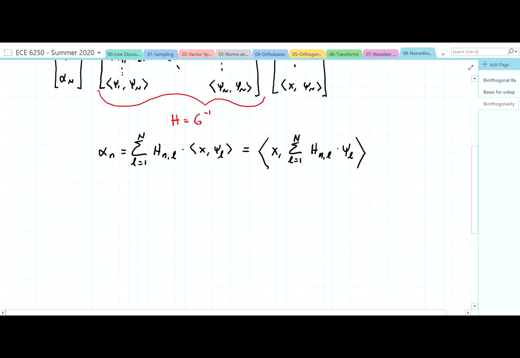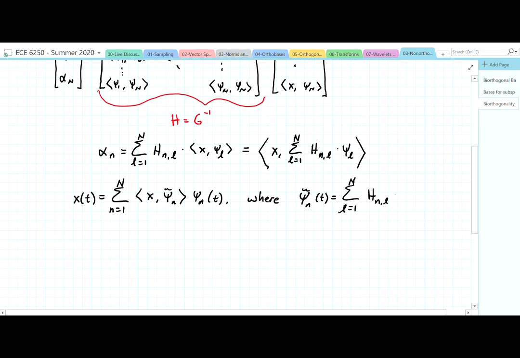Okay, so now we can write x of t, which is equal to the sum n equals 1 to N of the inner product of x with psi tilde n times psi n of t, if it's a function of time, just to indicate we've got that vector, where psi tilde n of t is equal to the sum l equals 1 to capital N of h n comma l psi l of t.